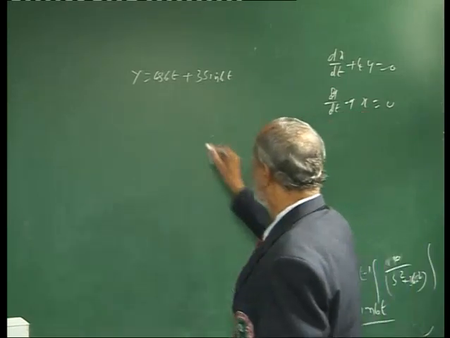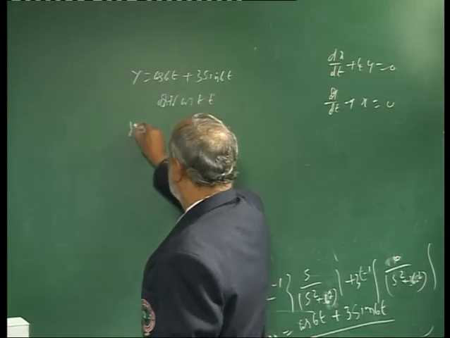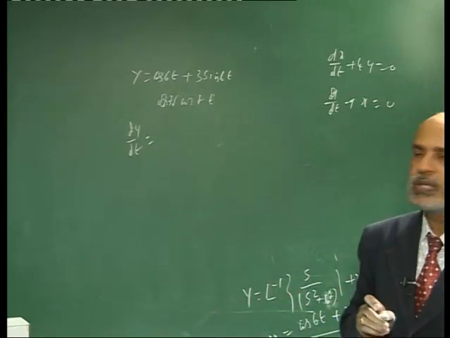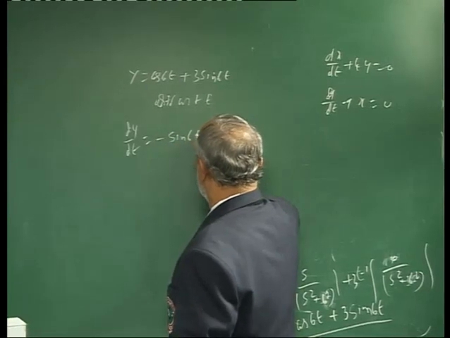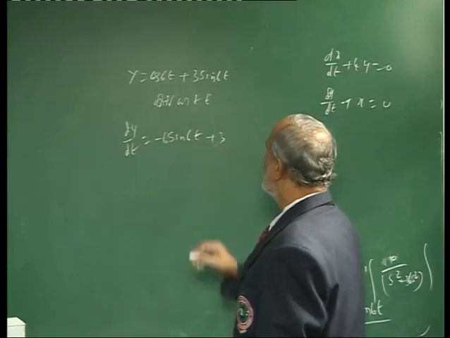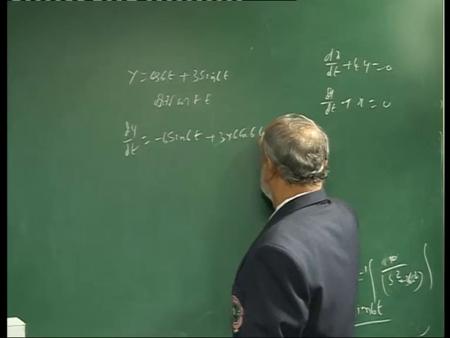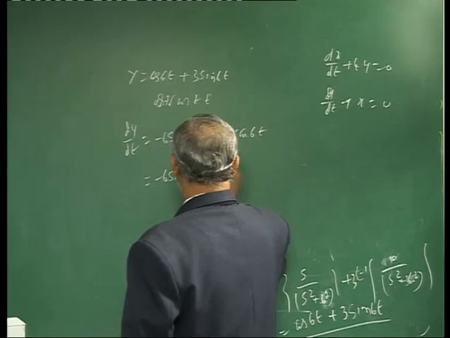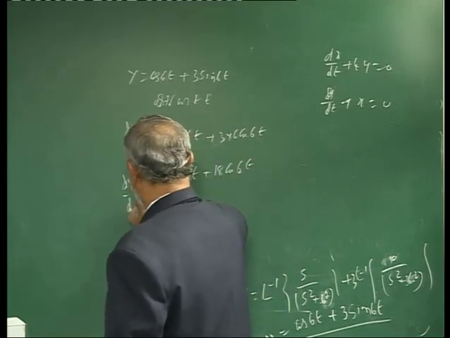Now differentiating with respect to t, dy by dt equals the differentiation of cos 6t, which is minus sin 6t into 6. Next, plus 3 is constant, the differentiation of sin 6t is 6 cos 6t. This is equal to minus 6 sin 6t plus 6 into 3 is 18, 18 cos 6t. This is the dy by dt value.